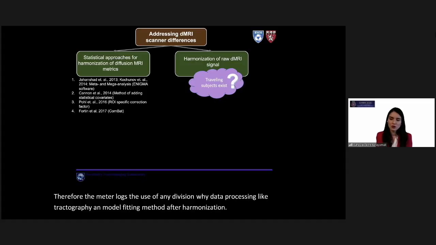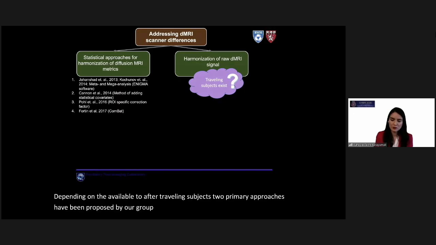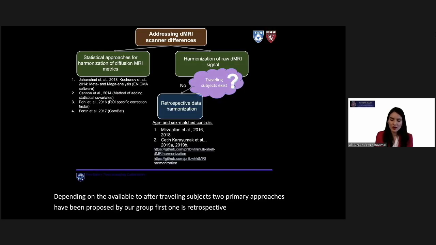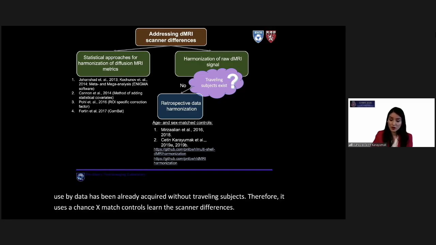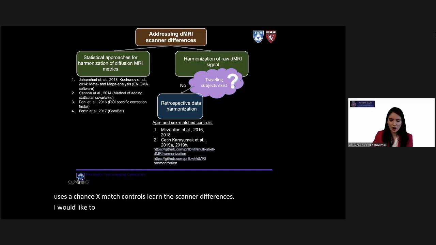Depending on the availability of traveling subjects, two primary approaches have been proposed by our group. The first one is retrospective harmonization. It is for use where data has already been acquired without traveling subjects. Therefore, it uses age and sex matched controls to learn the scanner differences. I would like to note that our retrospective harmonization code is available online if you're interested.